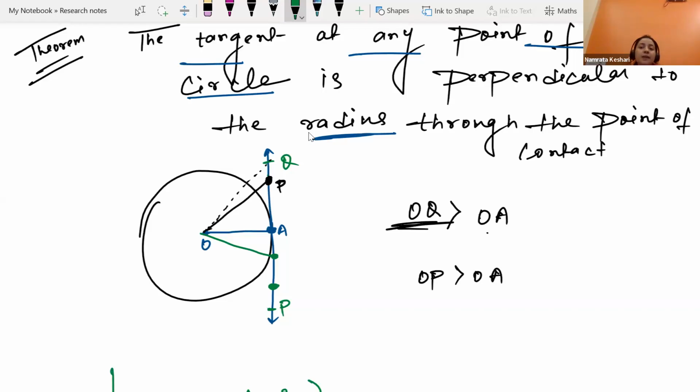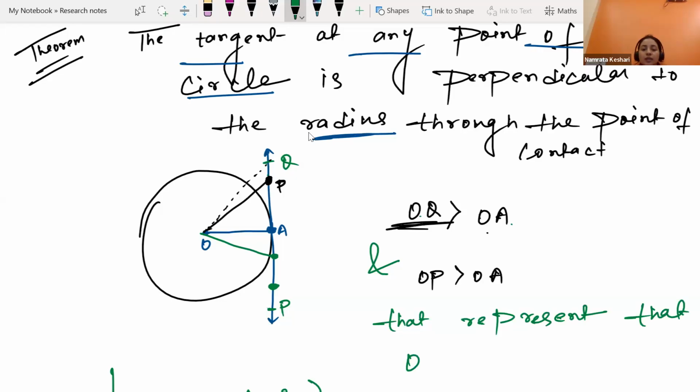Everyone getting it? See, the proof doesn't come because all I can write over here is the statement that since OQ is bigger than OA and OP is also bigger than OA, that represents that OA is the shortest distance. Hence, OA is the shortest distance.